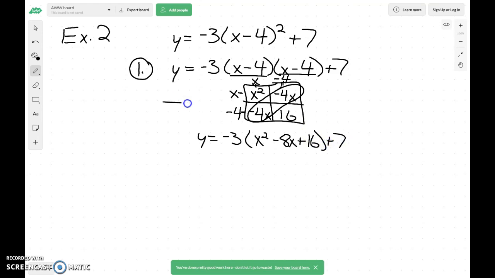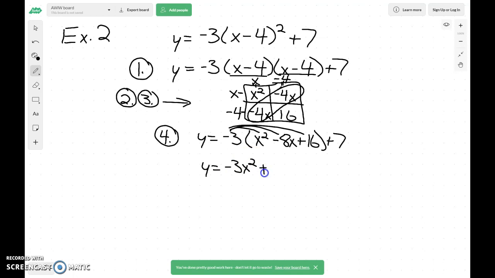Now, like I said, this was steps 2 and 3. So we went ahead and did those 2 steps together here by distributing this out and then combining the middle term. So step 4 tells me that I need to multiply. So I'm going to distribute the -3 throughout the problem, and I'm going to come out with y equals -3x squared. -3 times -8 is going to be positive 24x, and then -3 times 16 is going to be -48. Is that what I got?